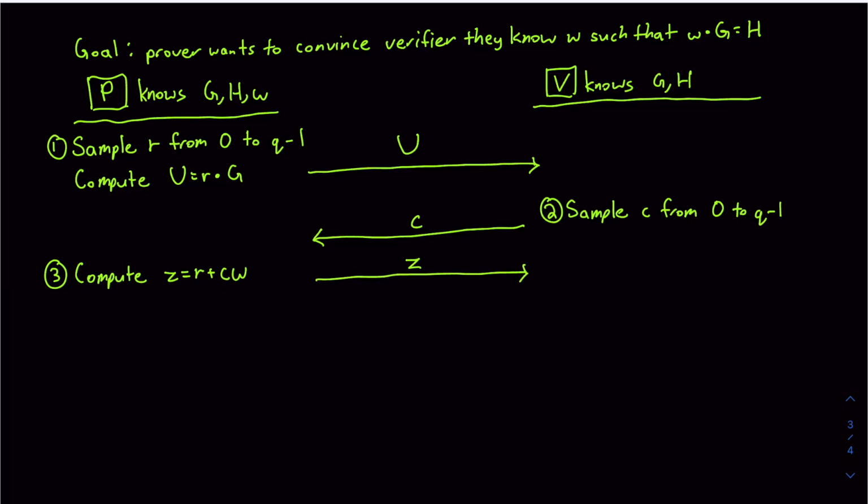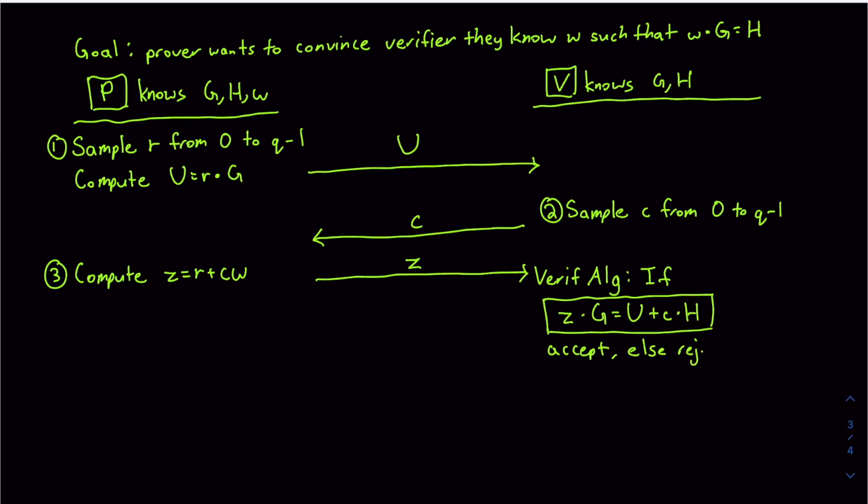Now the verifier checks whether Z times G equals U plus C times H. This is the verification algorithm. If this equality holds, the verifier accepts. Otherwise, they reject. Notice that the verifier has all the information needed to perform this check. They know G and H from the beginning, they generated C, and they received U and Z from the prover.